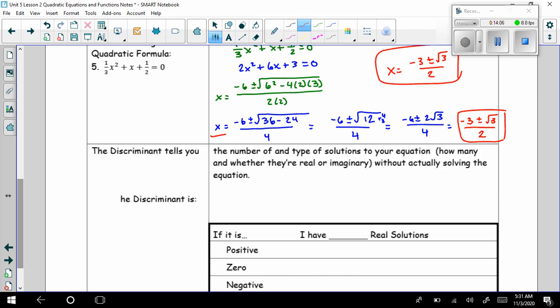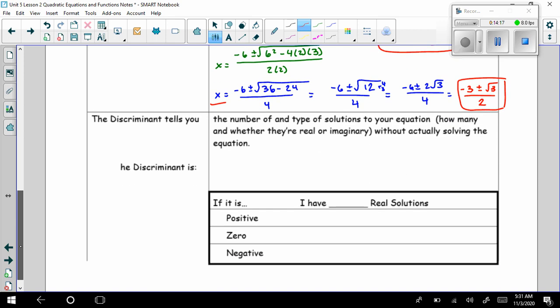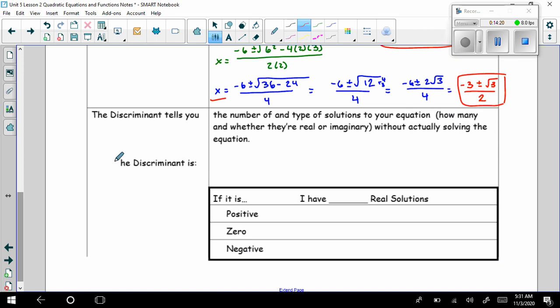So you have your imaginary numbers there. And so the number and type of solutions to your equation, and whether or not they are real or imaginary, without actually solving, is determined by the discriminant. And the discriminant is the b squared minus 4ac value underneath the radical. And if it is positive, I have 2 real solutions. If it is 0, you have 1 real solution. And if it's negative, you have 0 real solutions. Instead, you'll bring out that i out of your radical.